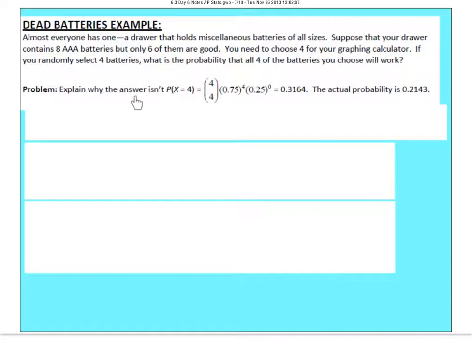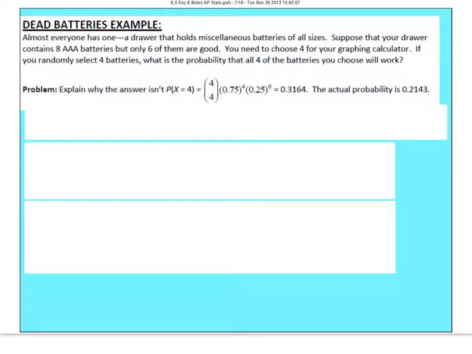Well, why is this answer wrong? They're saying we want to do a binomial where x equals exactly 4 work. So they're going to say, I need 4 and I choose 4. They're doing this probability. Probability of success, they're saying, is 6 out of 8, so failure is 0.25. And they're saying this is the answer. The actual probability is this.